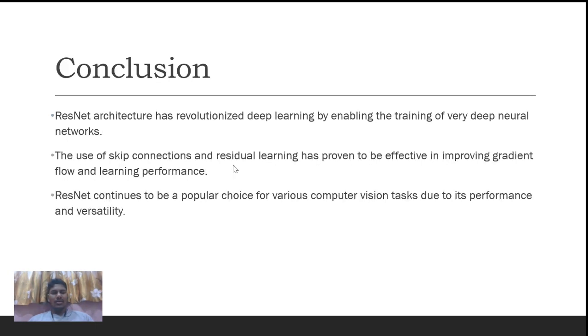At last, let's go to the conclusion. ResNet architectures have revolutionized deep learning by enabling the training of very deep neural networks. The use of skip connections and residual learning has proven to be effective in improving the gradient flow and learning performance. ResNet continues to be a popular choice for various computer vision tasks due to its performance and versatility.